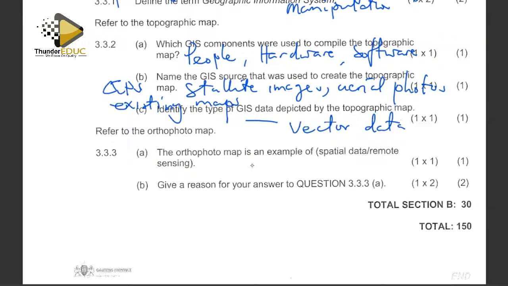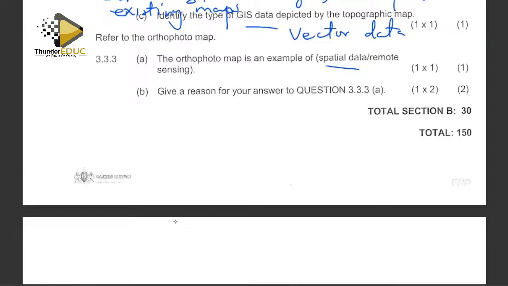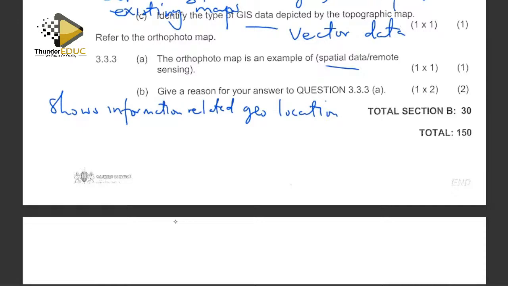And I want to justify why I'm saying it's spatial data. Right, because it shows information related to geographical location. Because we know spatial data deals with the location of features. So on the orthophoto map, we see information there which is related to geographical location of features. And also it's a geo-referenced imagery.